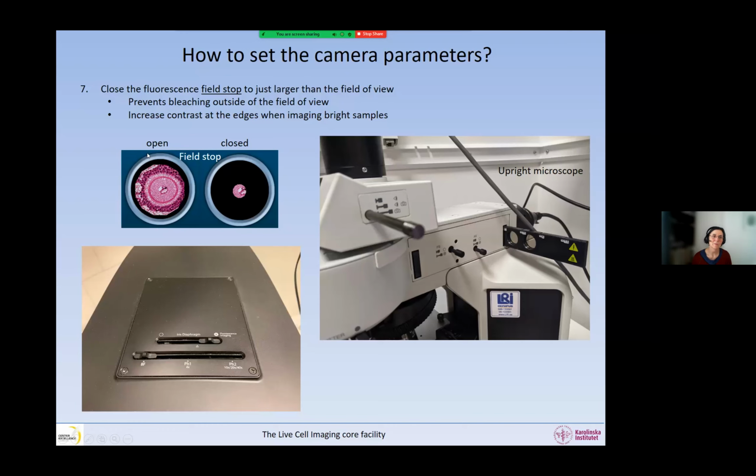And that, because maybe if you open it completely, it is very big, and then you bleach the things that you're actually not imaging, which is not very good. So the field stop in the excitation light path is very important also to close and open, to avoid the bleaching outside the field of view.